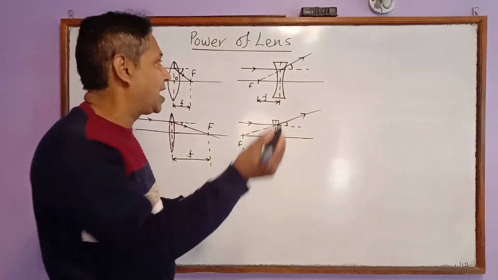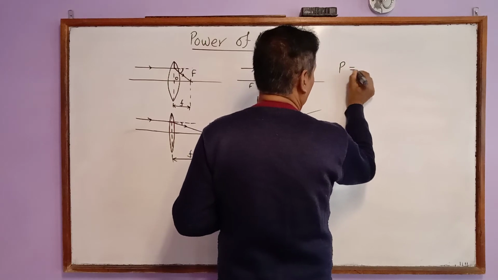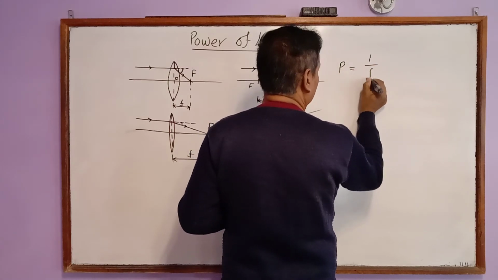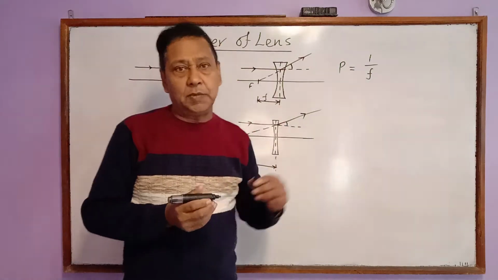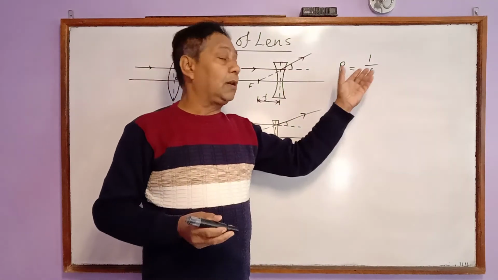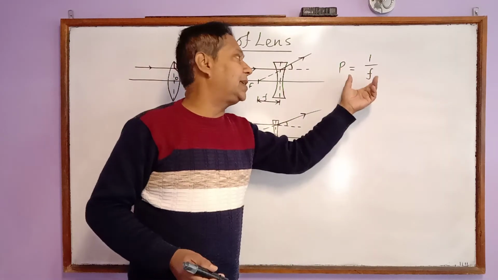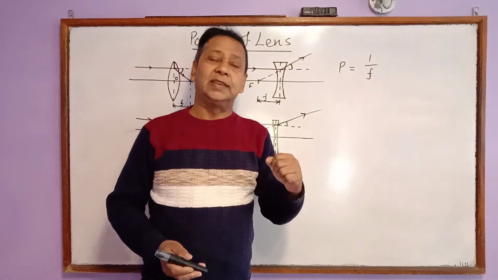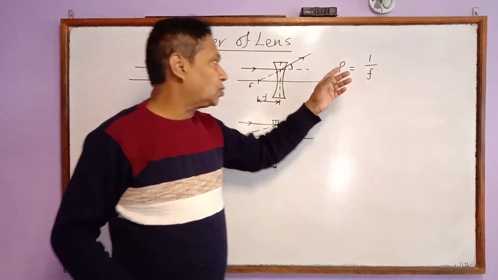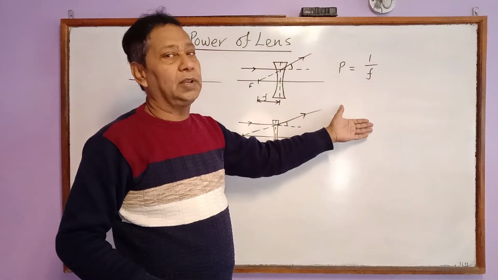Power of lens can be calculated by using this equation. Power of lens is equal to the reciprocal of the focal length. We can define power in terms of measurement also this way. Power of lens is the reciprocal of its focal length. If the focal length is more, power will be less. And if the focal length is less, power will be more. That's why power is the reciprocal of the focal length of the lens.